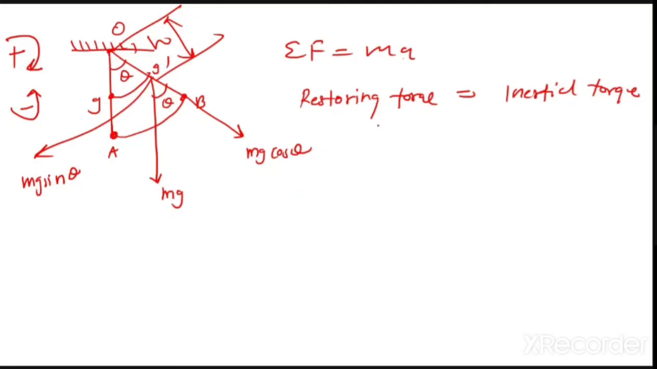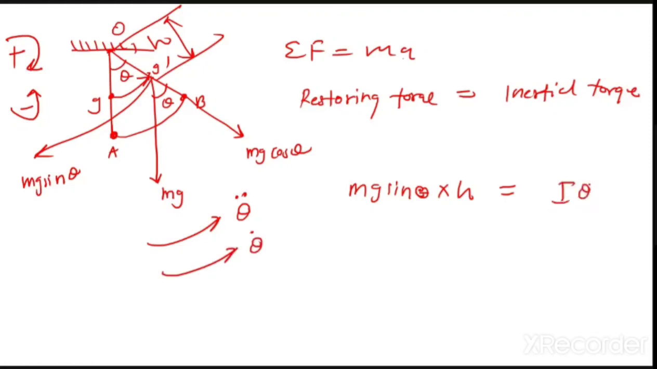Okay. So let us say, what is restoring torque? Restoring torque is mg sin theta into h. Tell me, is it acting anti-clockwise or clockwise? Anybody? Clockwise. So it will be positive or negative? Positive. Equal to. Now tell me inertia torque. How is inertia torque acting? This is I theta double dot. Now, theta dot is in this direction. So this is theta and theta dot. So tell me how this I theta double dot is acting, clockwise or anti-clockwise in this case?